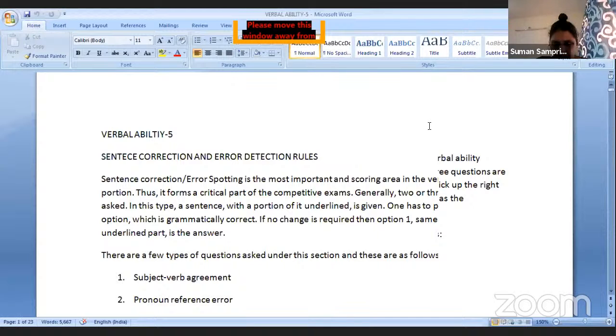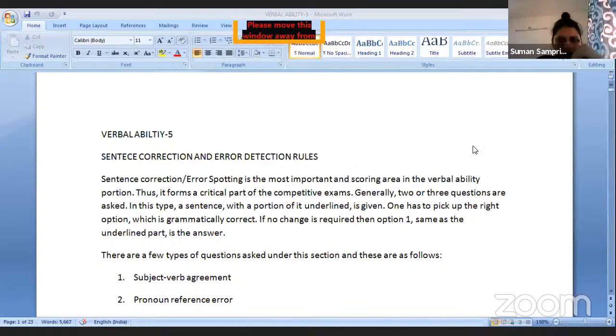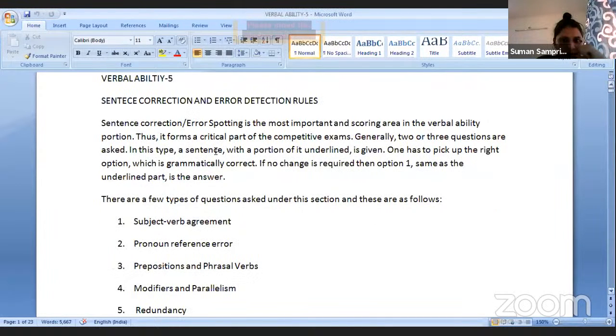So basically this paper, or sorry, this section has got all the questions from different parts of grammar. Here you will find sentence correction or error spotting, which is the most important scoring area in the verbal ability portion. Thus, it forms a critical part of the competitive examinations.